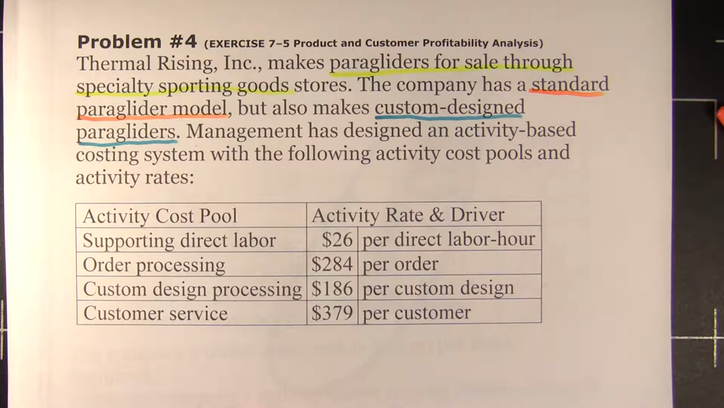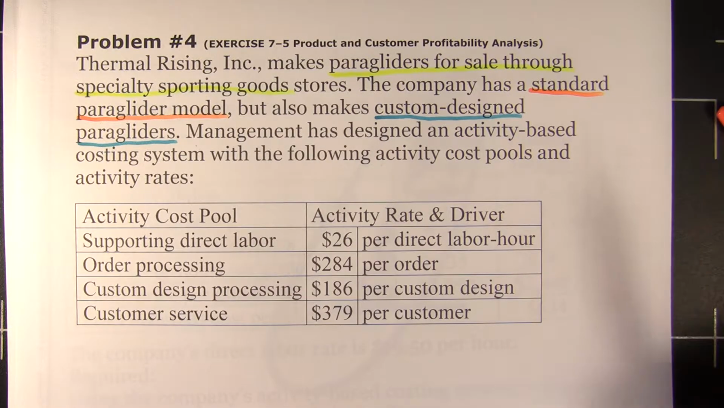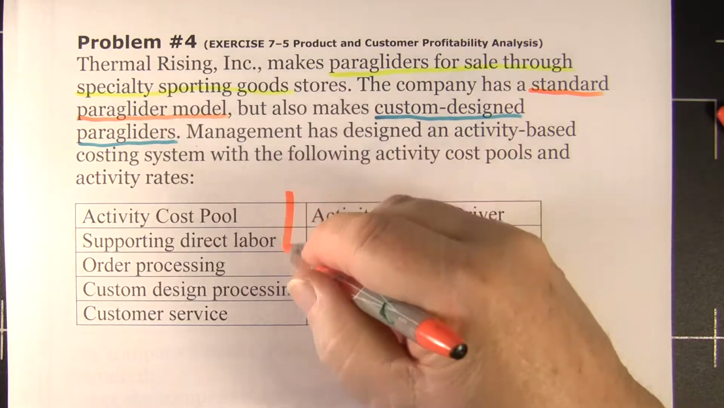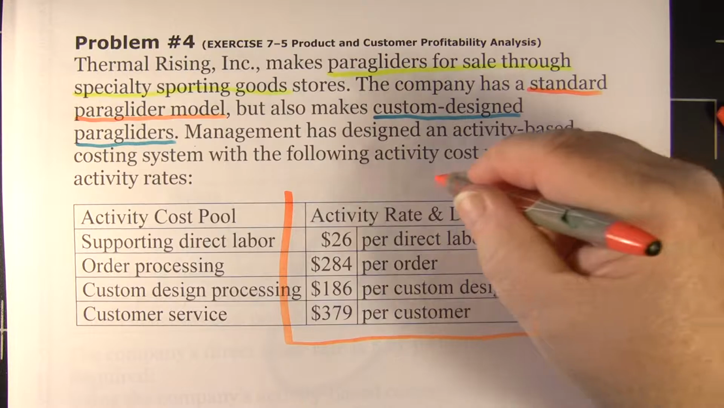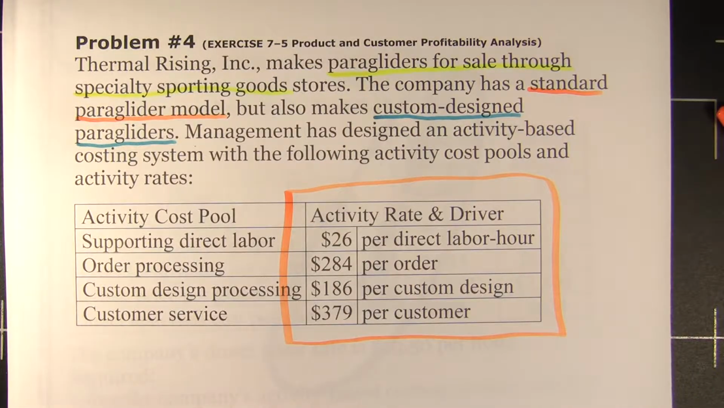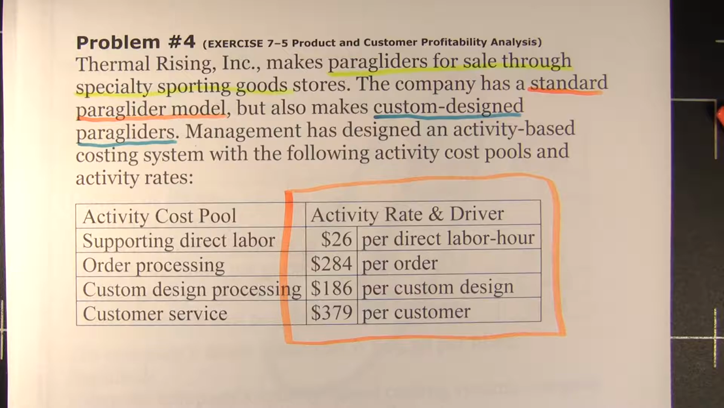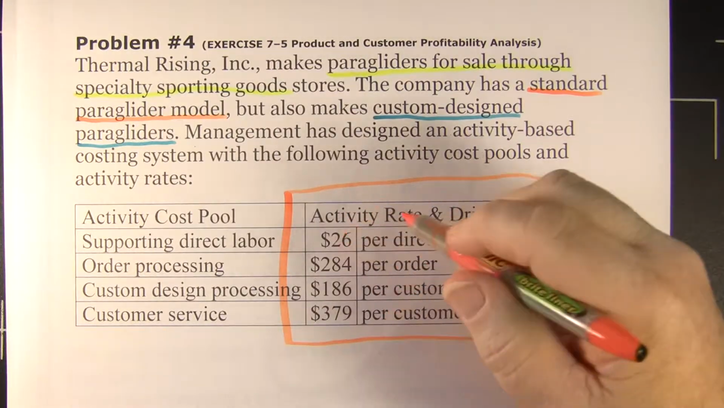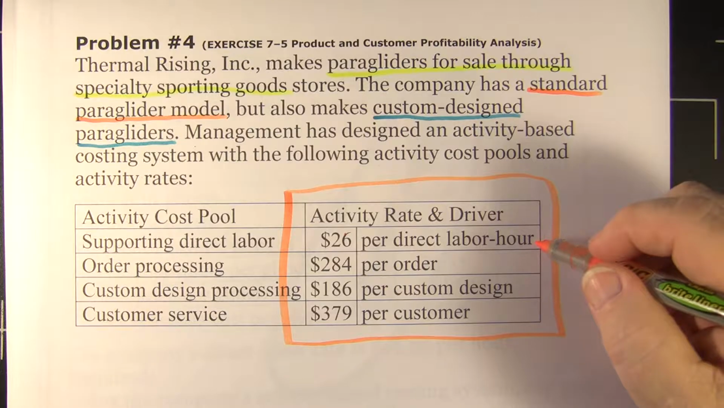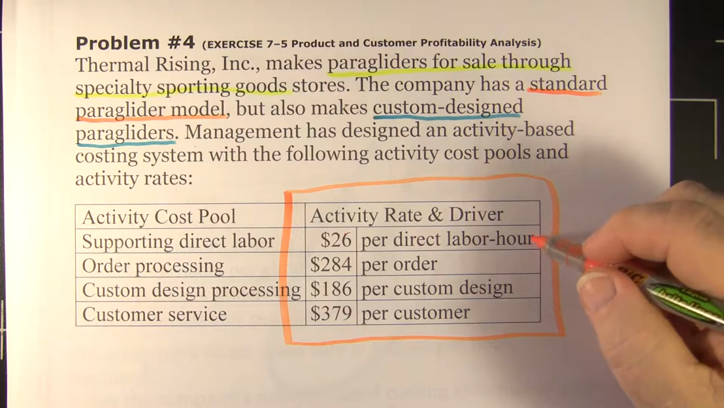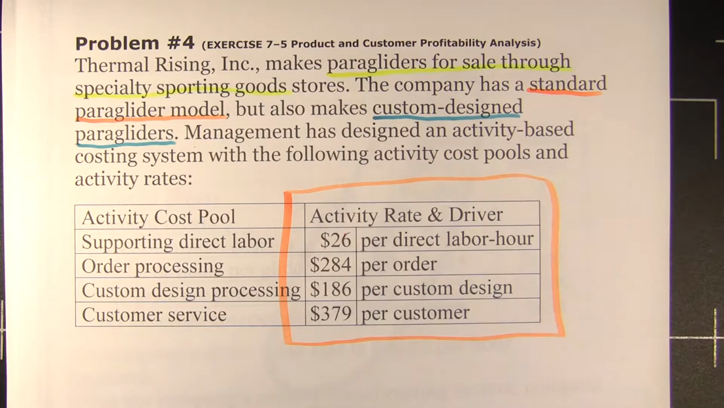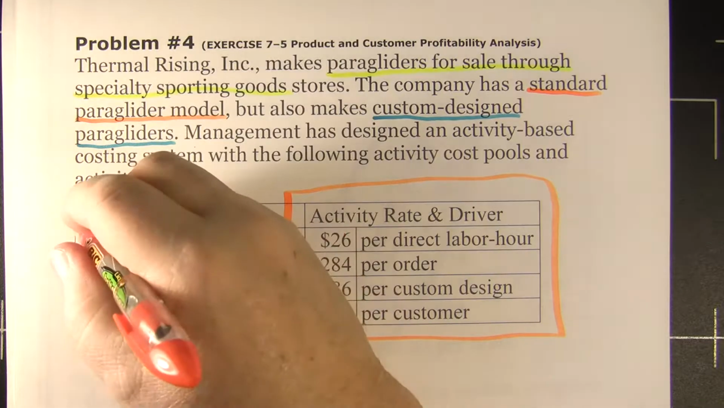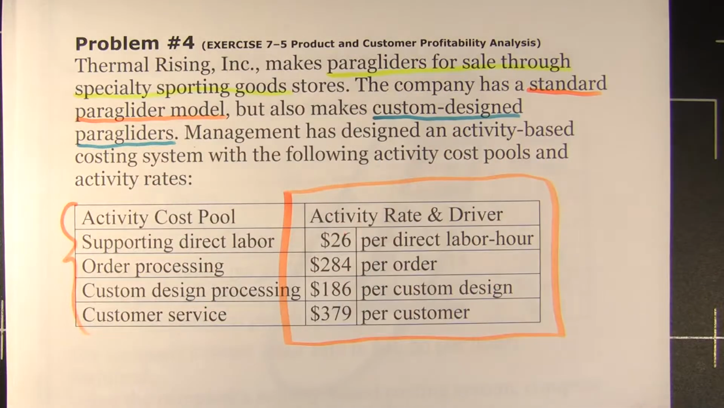Okay. They've already gone through and they've done their first level allocations. They've done their first stage allocations. They've told us that these are their activity cost pools and their costs per unit in that pool, and they tell us what the unit is. For direct labor, supporting labor, now remember, this is not direct as in making it, because that's traceable, that's variable cost. This is overhead. All of these costs are overhead. That's why we're allocating them.